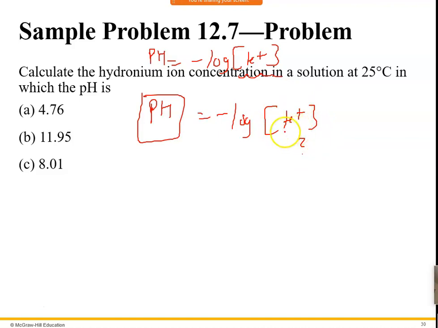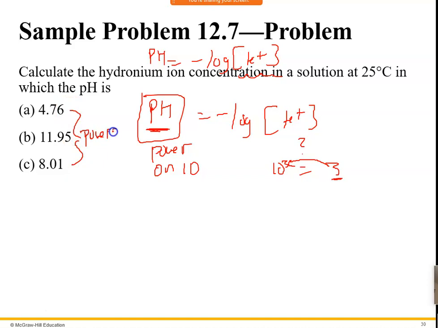Okay. Well, remember what I just told you. The pH is the power on 10, right? So if I gave you 10 to the third, its pH is 3. Okay, well, how did I get that? Because that number is the power. So that's what these are. These are the powers of 10. By the way, that's what this P means, power of.